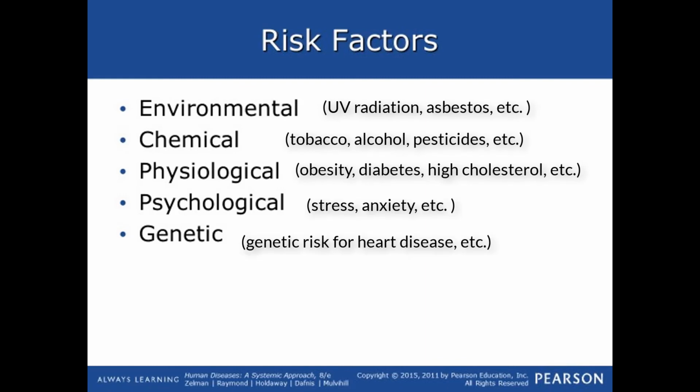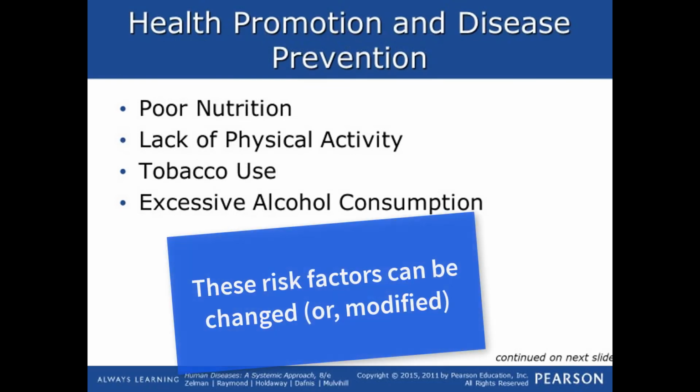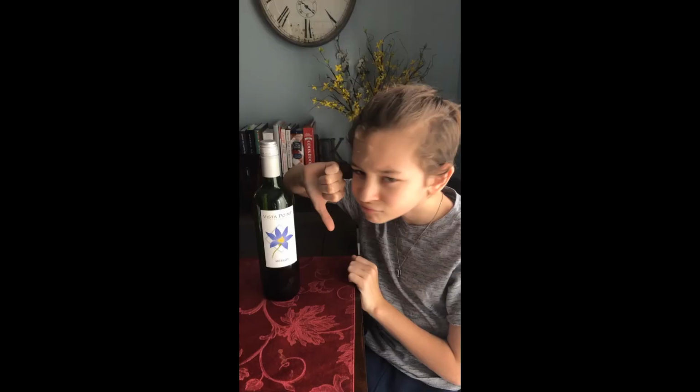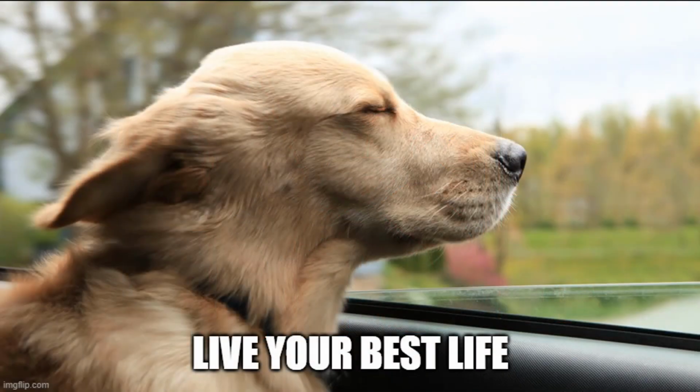Risk factors that are modifiable can lower risk for premature death from chronic disease. So these are the modifiable risk factors. So things like poor nutrition, lack of physical activity, tobacco use, and excessive alcohol consumption, all of those things are things that we can change. We can improve our nutrition, we can increase our physical activity, we can stop using tobacco, and we can decrease our alcohol consumption. So by reducing our risk factors, we can increase our chance for living a better, healthier life.